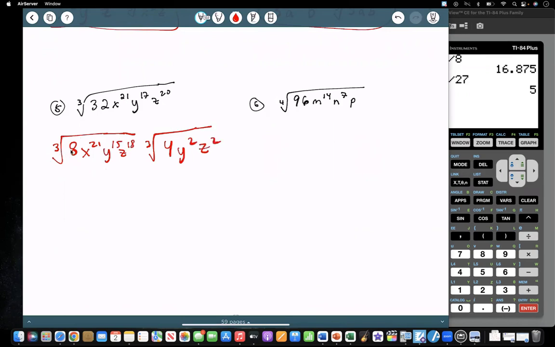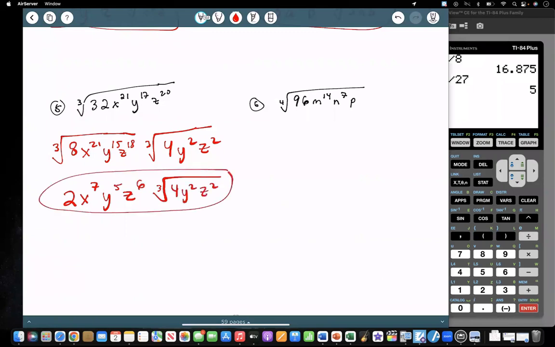Okay, so everything in here gets the cube root of 8, we said, is 2. 3 goes into 21 7 times, so 21 divided by 3 is 7. 15 divided by 3 is 5, and 18 divided by 3 is 6. So those all get to come out, and then this one is all stuck inside. So 4y squared z squared, those are all stuck inside. Okay, so that'll be my simplified form of this root.